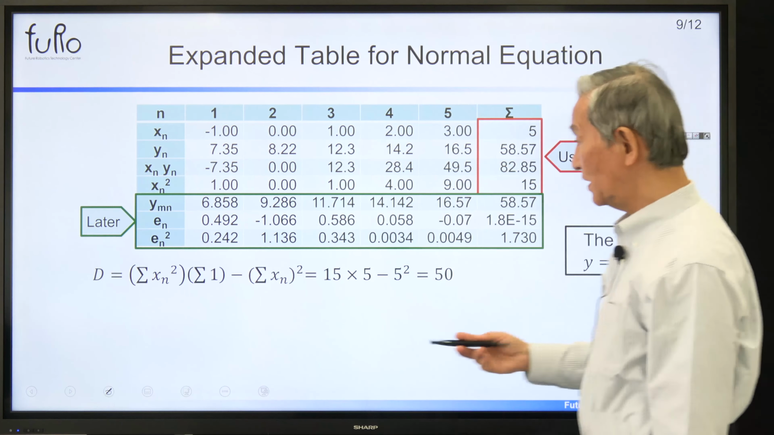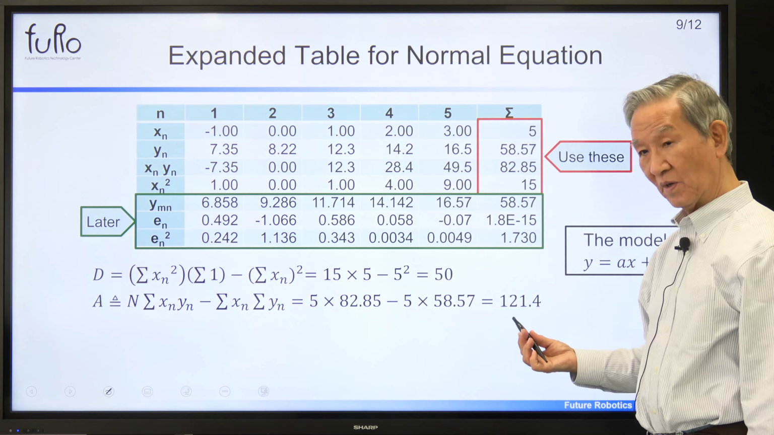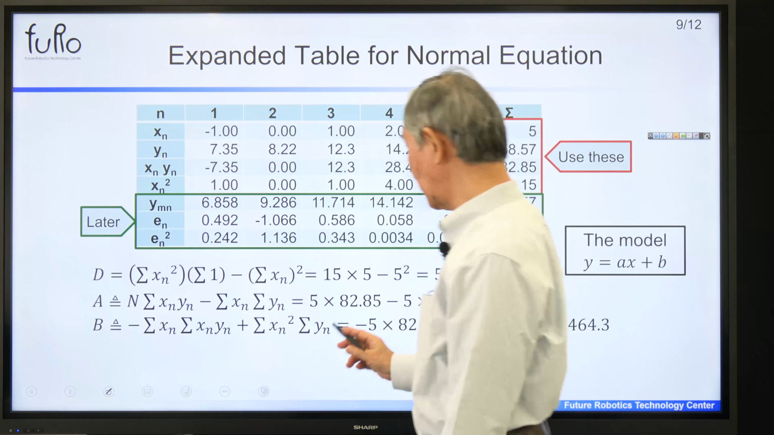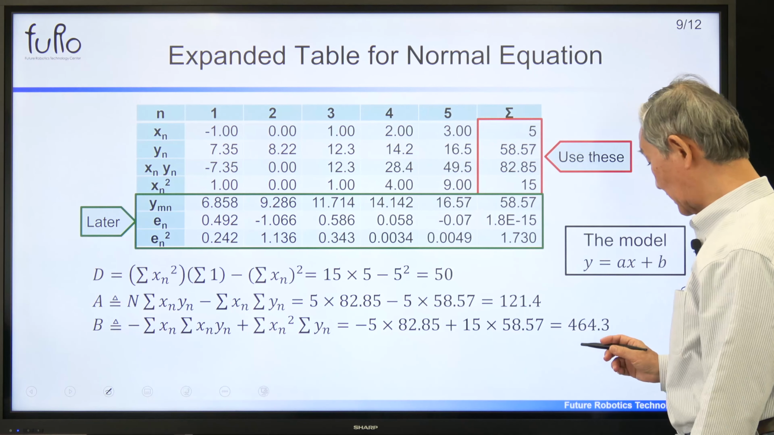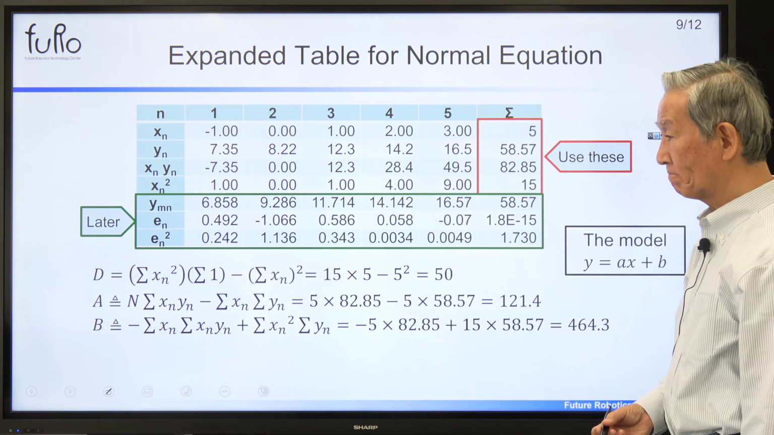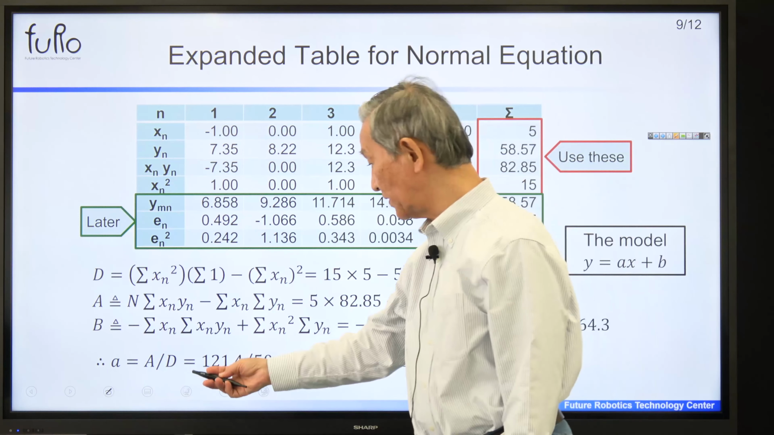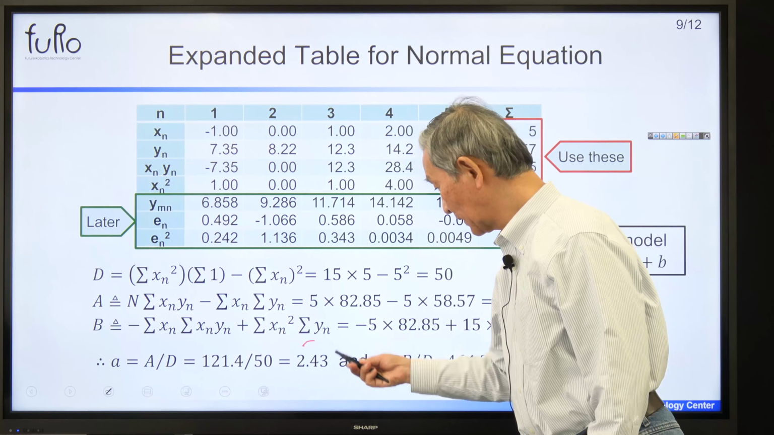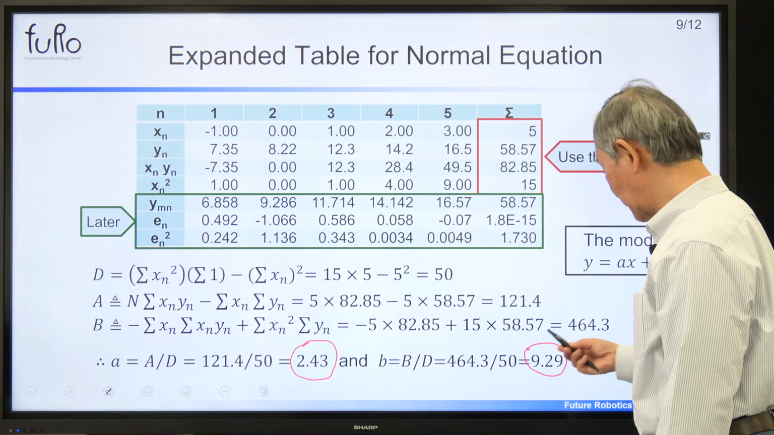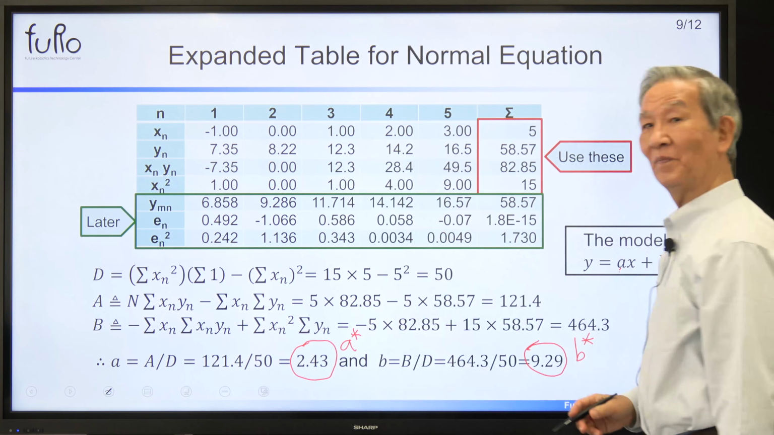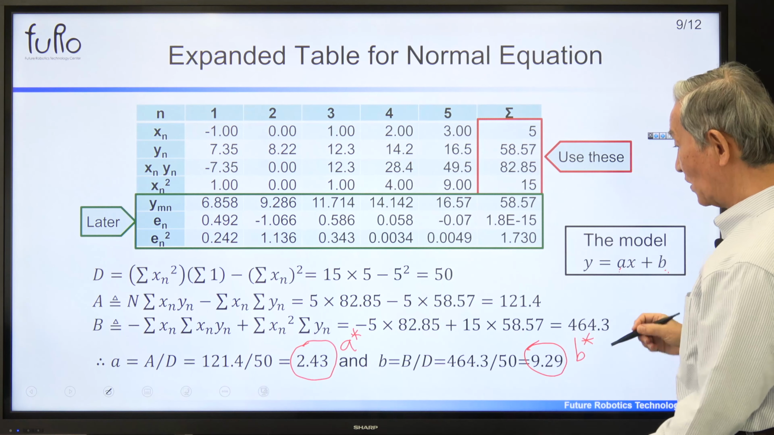Okay, how about A? A was n times this minus this times that. 5 times 82.85 minus 5 times 58.87. That's about 121.4. And B is negative of this times that, and this squared times y. So that's negative 5 times this and this. And that's 464. Oh, that's a large number. Okay, so now you have A, B, and D in that equation, so you can compute A, which is A over D, 2.43 here. And B is 9.29 here. So this is B star, and this is A star. Okay. So now we have A star and B star.